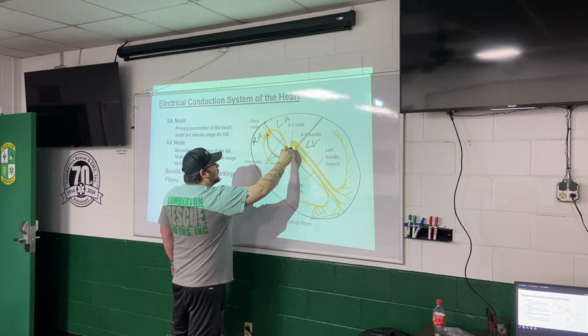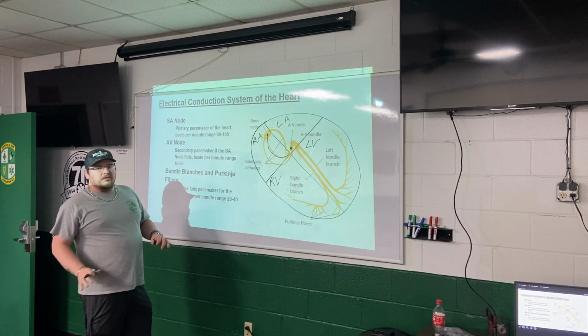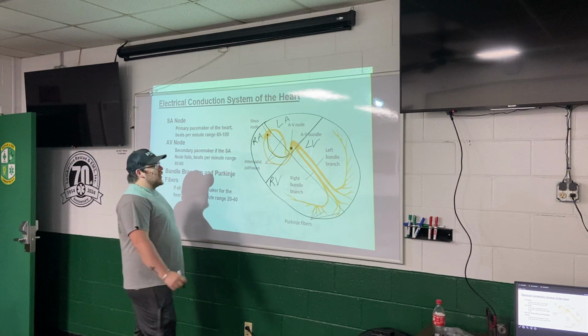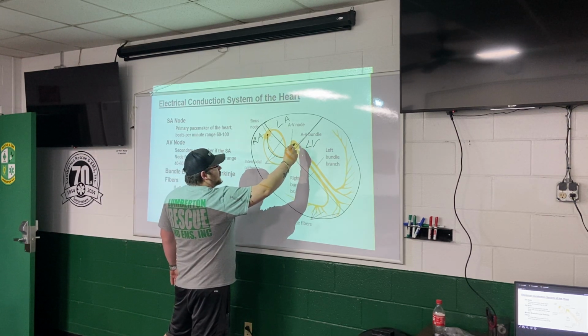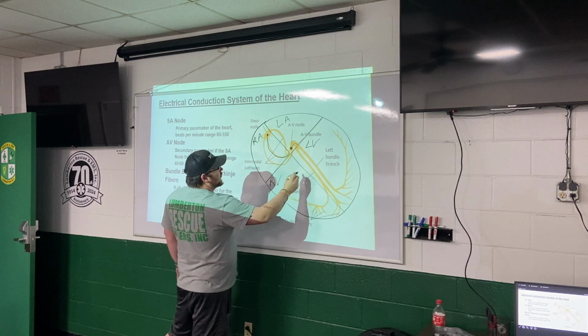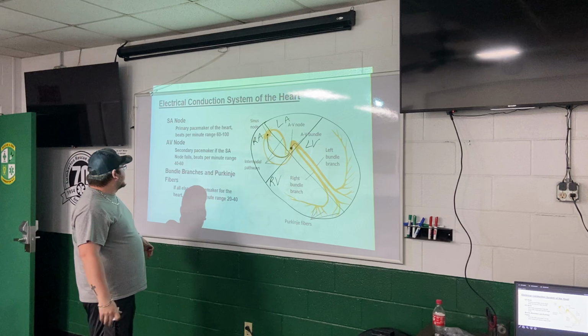And your AV node, in the middle of the four chambers, is kind of like a stopping point for a second. And then your impulse is going to go through your AV bundle, which comes down into your bundle branches, and ultimately that's what causes the rest of the heart to contract.